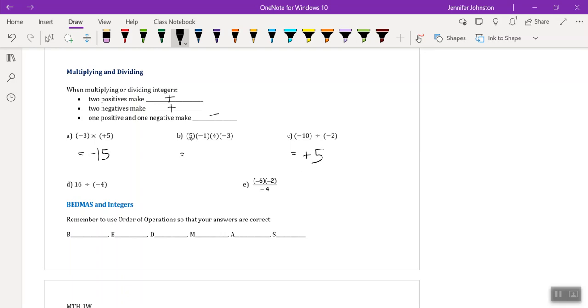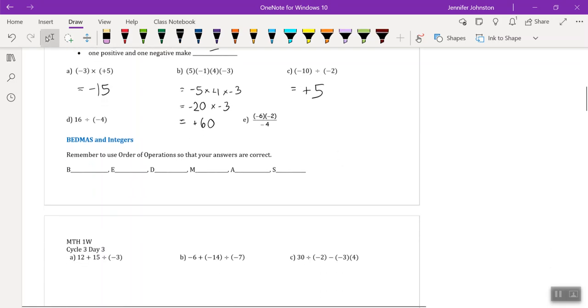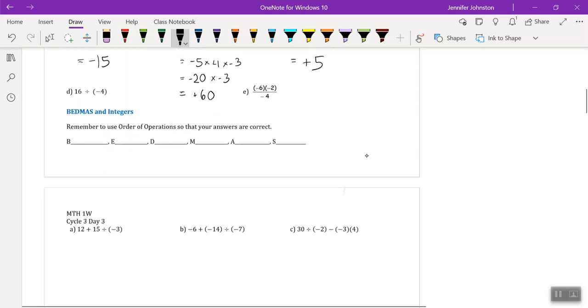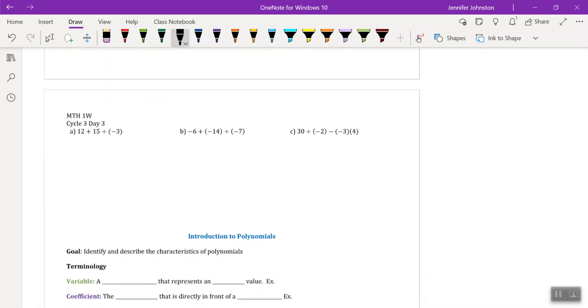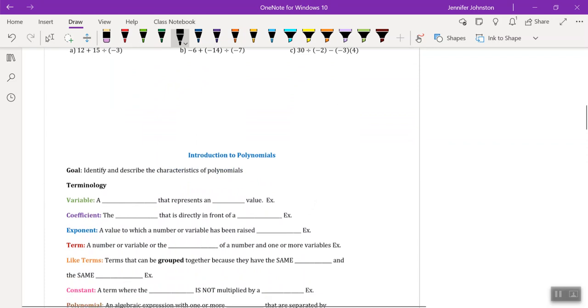We're looking at b, and we just multiply right across. This is 5 times -1, we get -5. -5 times 4, that's -20. And -20 times -3, that's +60. Right, you can try the other ones. We've also done this already. It's BEDMAS: brackets, exponents, division, multiplication, addition, subtraction. So try some of these out, and if you have any questions with them, let me know.